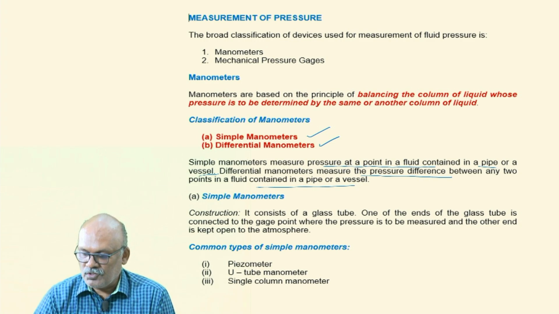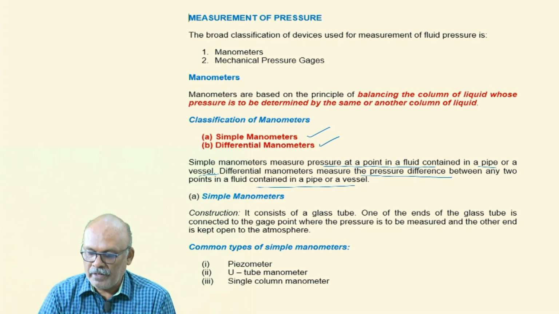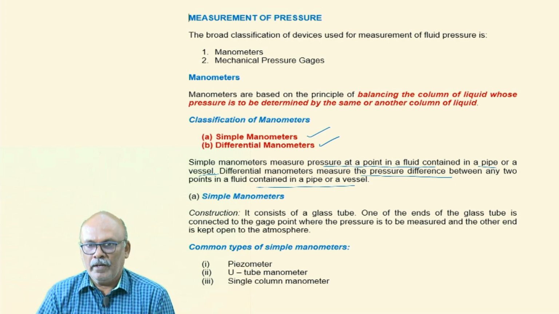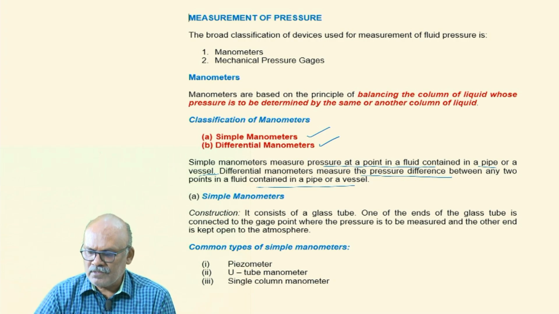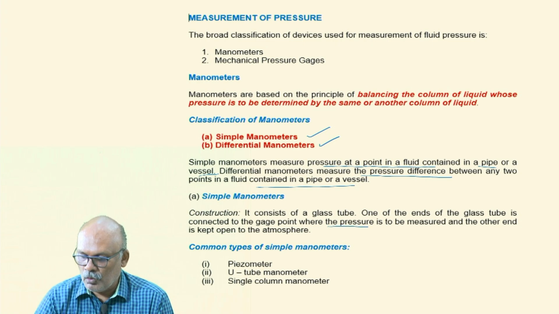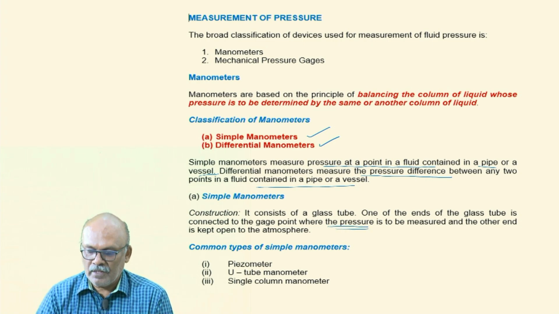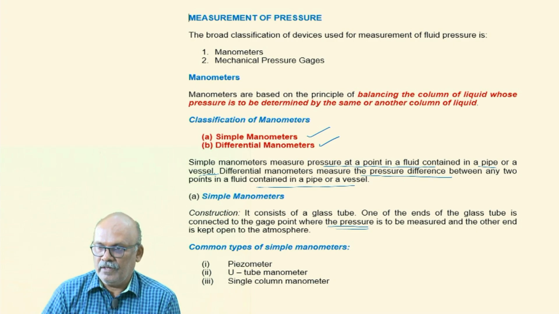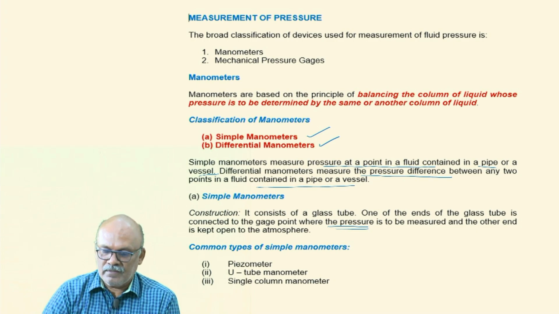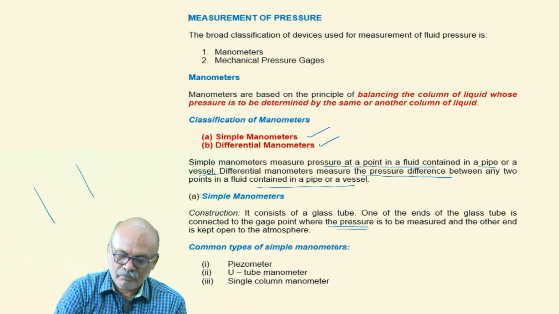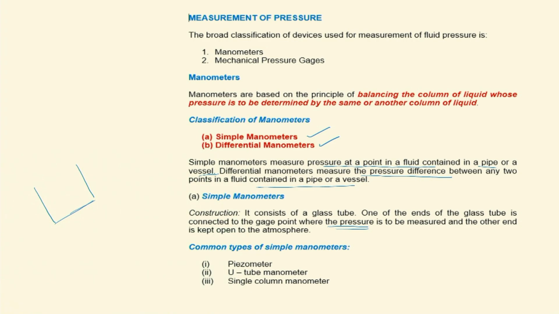So it consists of a glass tube, and one end of the glass tube is connected to the gauge point. The gauge point is nothing but the point in the fluid stream or the fluid mass where you want to measure the fluid pressure, and the other end is kept open to the atmosphere. It is nothing but, say for example, I have a vessel and I want the pressure at the bottom of the vessel.